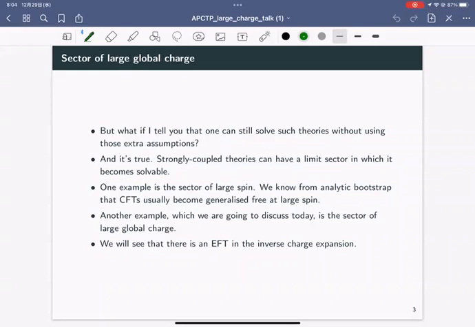One example is the sector of large spin, right? We know from analytic bootstrap that CFTs usually become generalized free at large spin. Another example, which I'm going to discuss today, is the sector of large global charge. And we will see that there is an effective field theory in the inverse charge expansion.